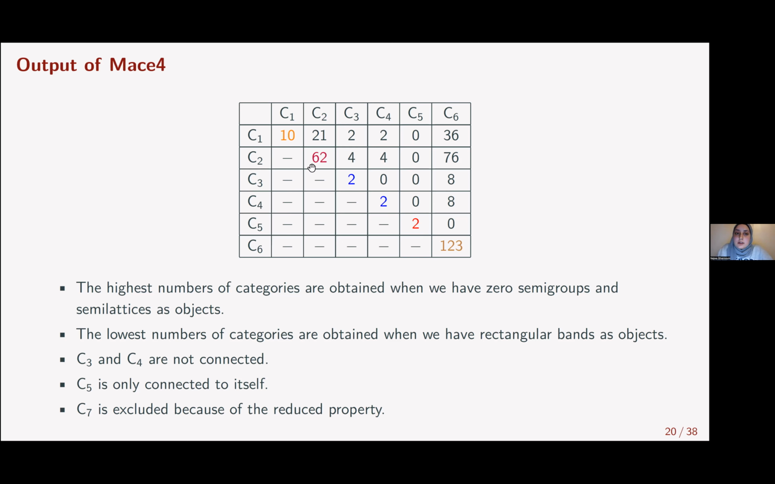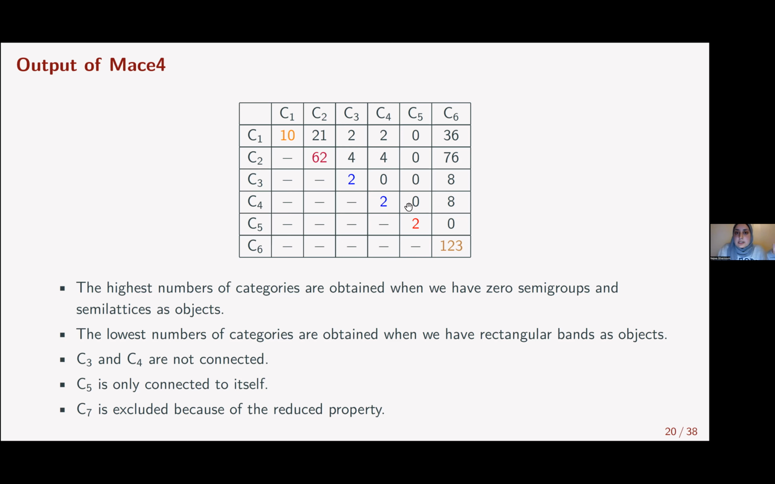And also between C3 and C4, there isn't a category. And the main reason is because this is a left rectangular band and this is a right rectangular band. And when we have rectangular bands, there are some restrictions on the matrix coefficients that are not satisfied in this case.